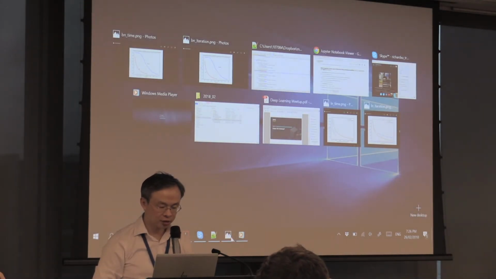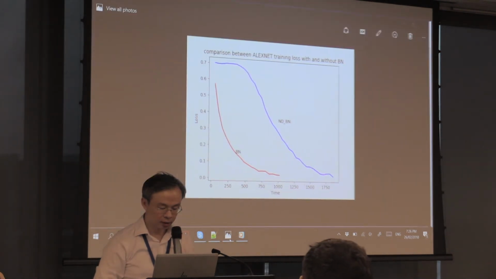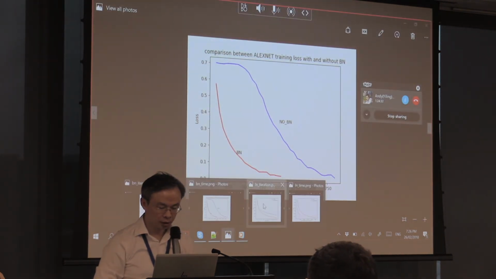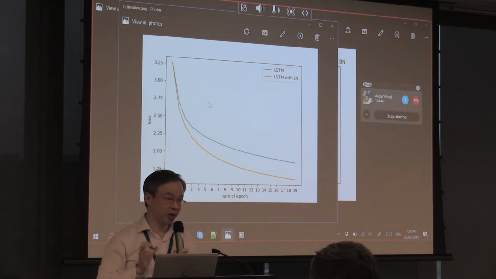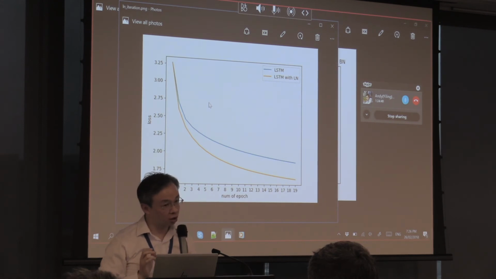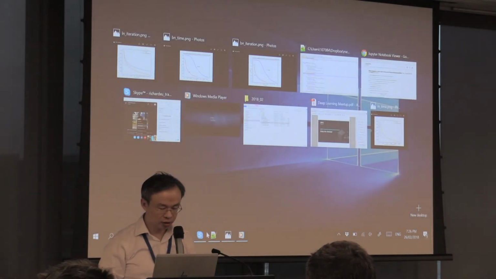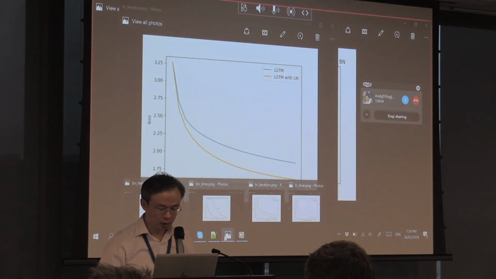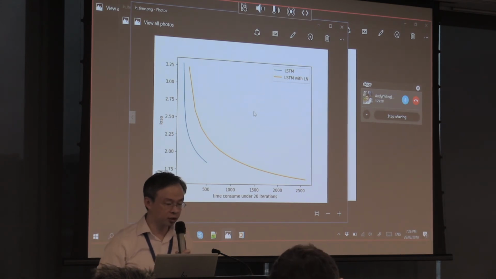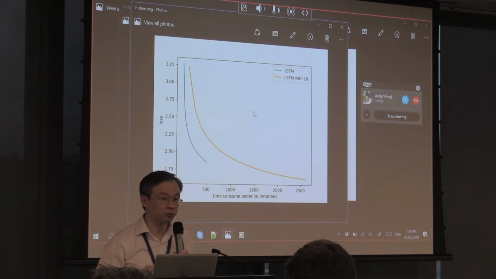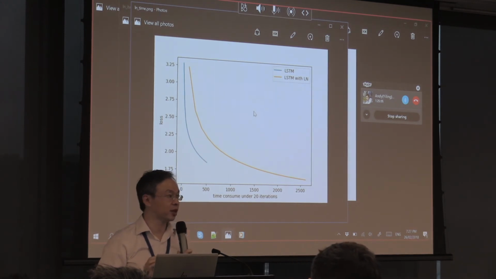Now, the interesting thing is that we actually discovered that for layer normalization, in terms of iterations, LSTM, this is LSTM with layer normalization, it performs much faster. In terms of iterations only. However, the amount of processing time spent on each iteration is actually pretty long if you're using layer normalization. So it turns out to be something like that. We are still investigating what's happening. In terms of time, the LSTM without the normalization actually performed much, much faster. So it's an interesting observation.